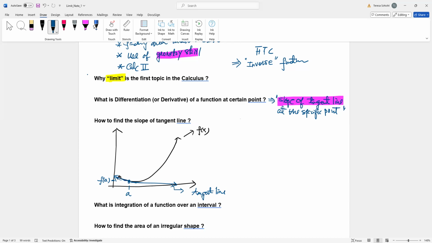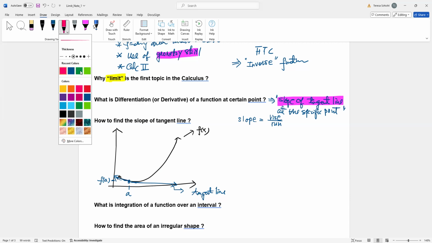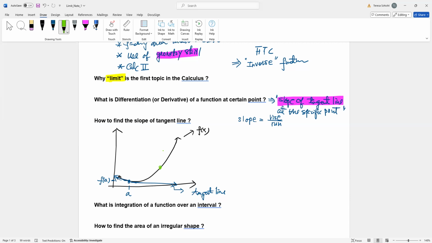From algebra, we know the slope is what? Slope is the rise over run. So I need to have two points in order to get the slope. Now let me give you another point. I choose another point here, and this point is called B.